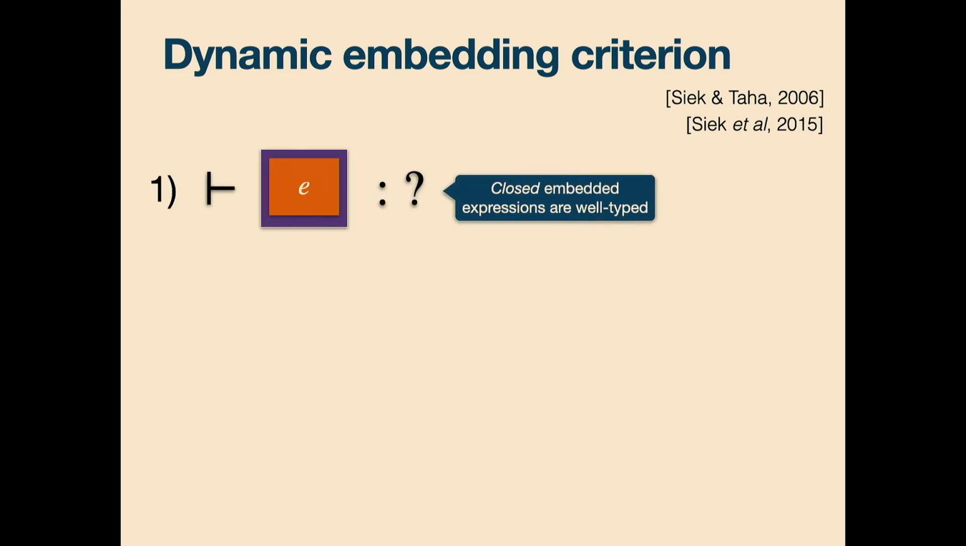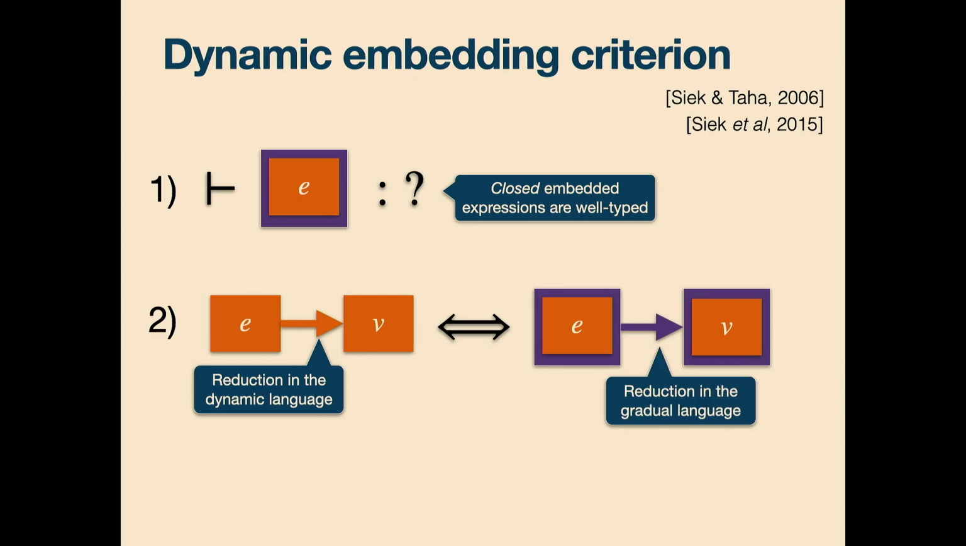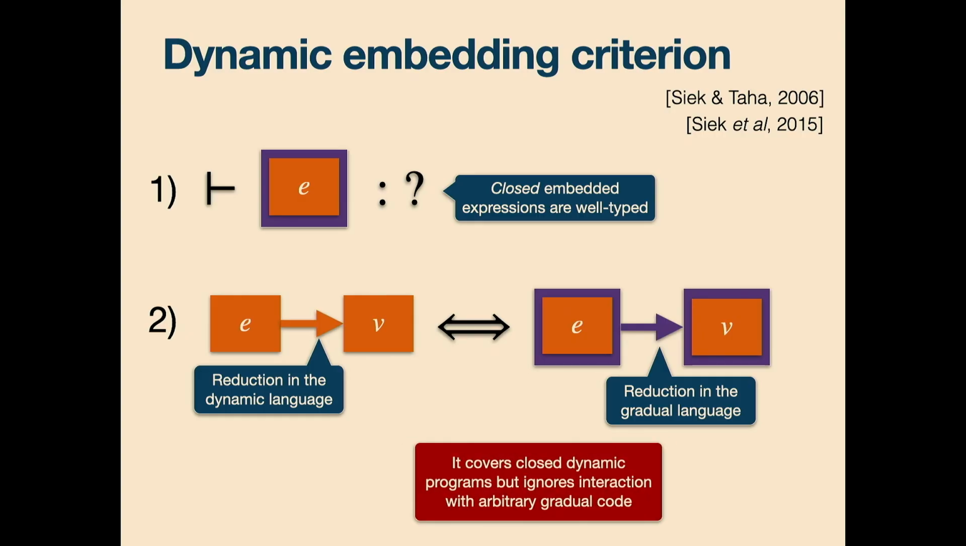For the first one, the closest is the dynamic embedding criterion by Siek. It says that if you have a dynamic expression and you embed it into the gradual language, then this embedding has to be well typed at the unknown type. And the second part says that if you have a dynamic expression that reduces to some value v, this happens if and only if the embedding of the expression also reduces to the embedding of v. So the reduction must behave the same. But it doesn't say anything about ascribed expressions, and only reasons about closed expressions.